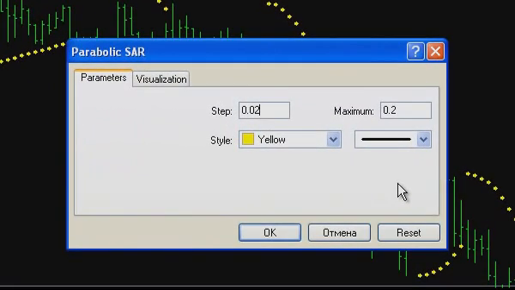In both cases, the dialog window with the indicator's parameters appears on the screen. These parameters can be left unchanged, adjusted manually, or standard settings can be restored by pressing Reset button.